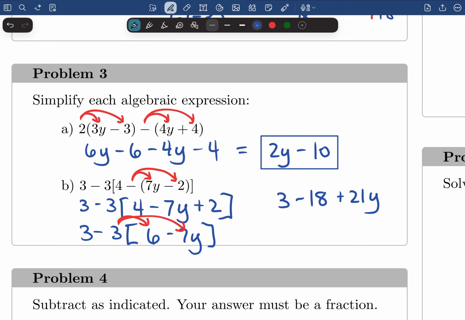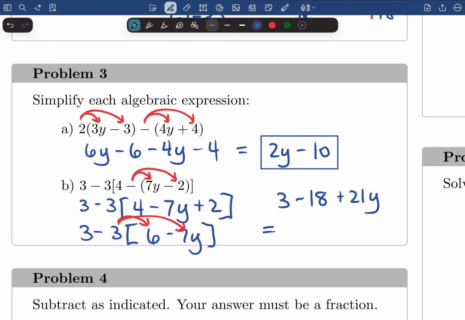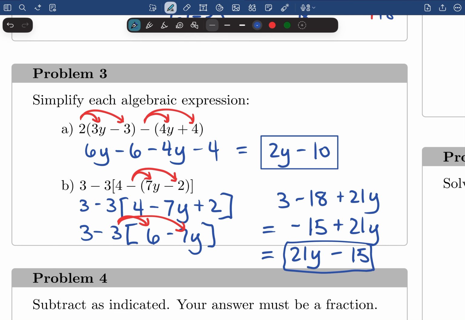You could probably imagine a lot of students make mistakes at that moment. Now, at this point, I'm going to simply combine like terms. I know that 3 minus 18, well, that's negative 15. And I still have the plus 21y. Some students like to write the term with the variable in it first, and then the constant term second. So this is probably the most efficient way to write the answer, 21y minus 15.